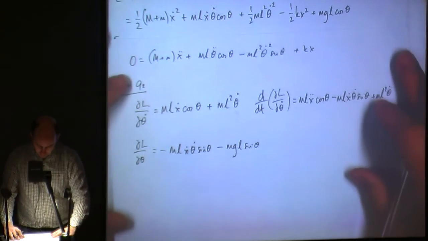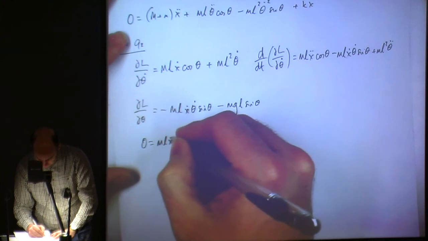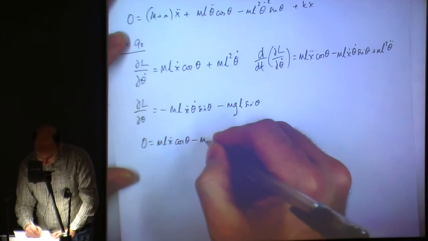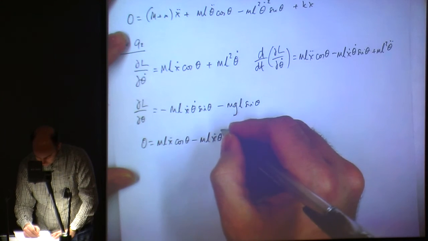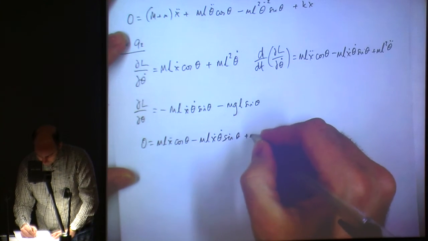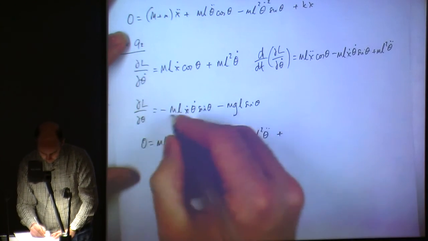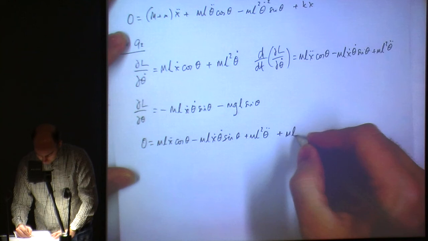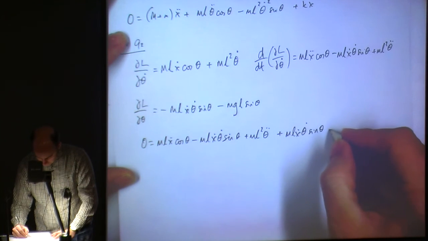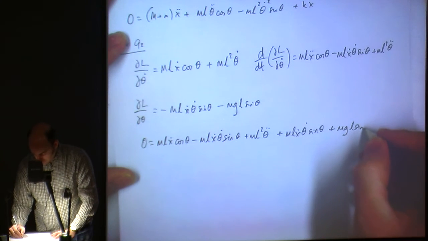So plugging them into Lagrange's equations, we've got 0 equals ml x double dot cosine of theta minus ml x dot theta dot sine of theta, which is this term, plus ml squared theta double dot, plus this term, ml x dot theta dot sine of theta, plus mgl sine of theta.